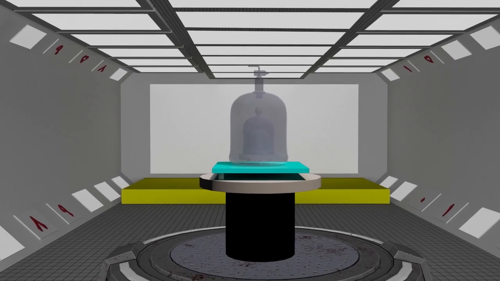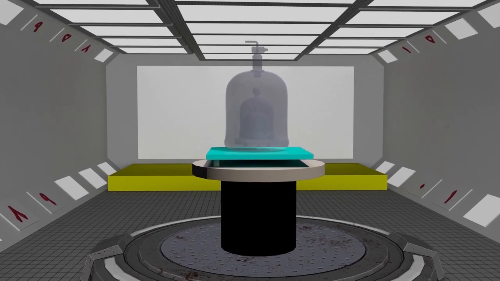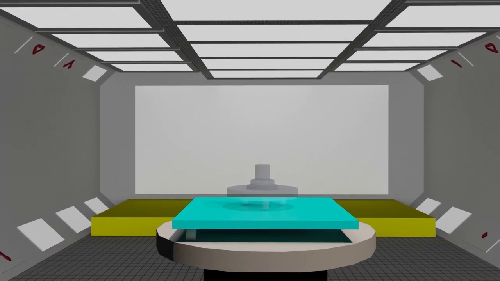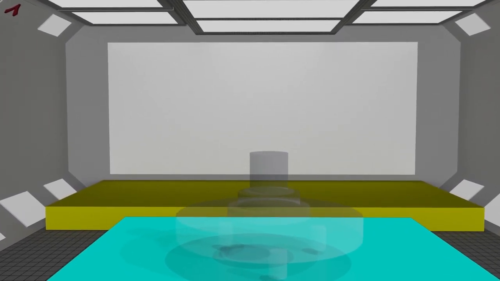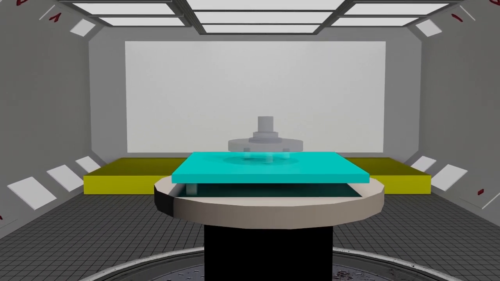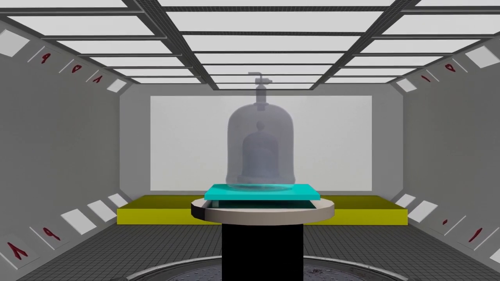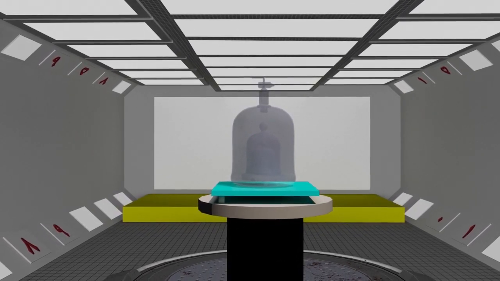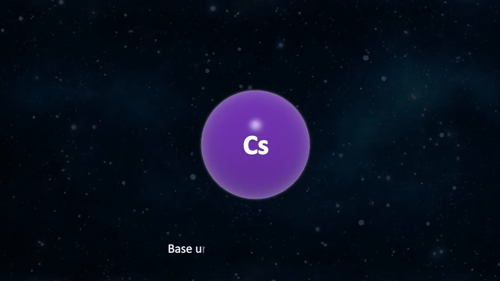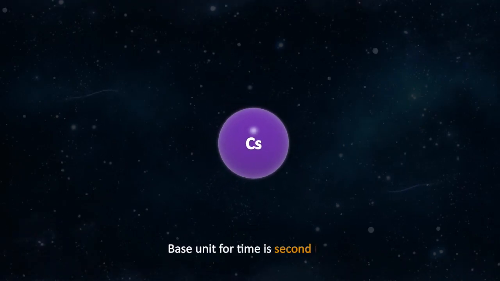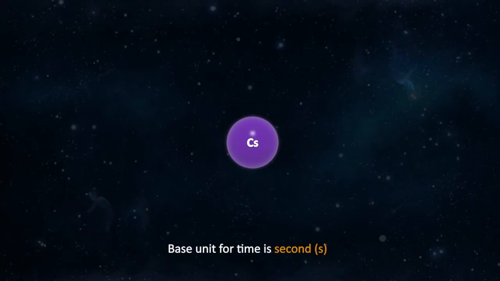The kilogram is equal to the mass of the international prototype of the kilogram, a platinum iridium alloy cylinder kept in a locked vault at International Bureau of Weights and Measures at Sèvres near Paris, France. Base unit for time is second, represented with the symbol s.